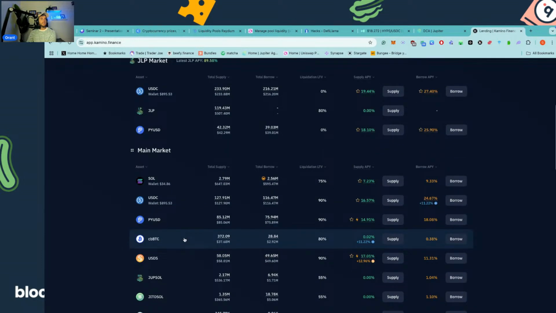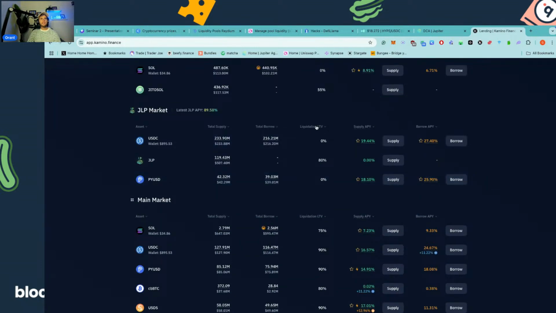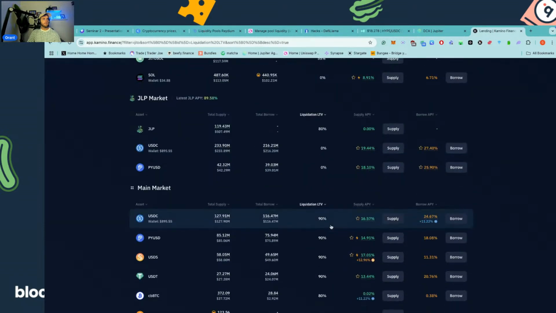So yeah, you can just go and deposit any assets in here, and then it'll show you this LTV, which is loan to value ratio. So again, if we deposited, I don't know, 1,000. Oh, what have I done?